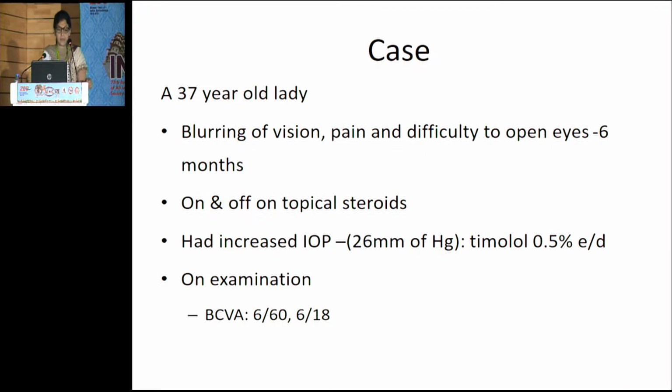This is a 37-year-old lady. She's a physiotherapist. And she came to us with a history of blurring of vision, pain, and difficulty opening her eyes for the last 6 months. Now, she has been on and off on topical steroids, and she's even had, as per her records, an increased intraocular pressure, for which she was on Timolol eye drops twice a day. Now, when she came, she just could not open her eyes. She had so much photophobia, and she was in quite a bit of discomfort. Now, this is a very important clue because I will show you why. On examination, her best corrected visual acuity was 6/60 in one eye and 6/18 in the left eye.